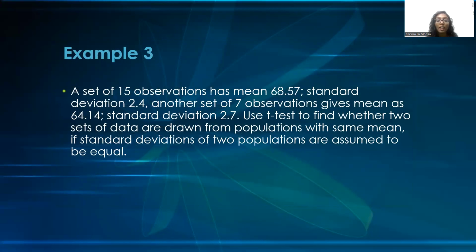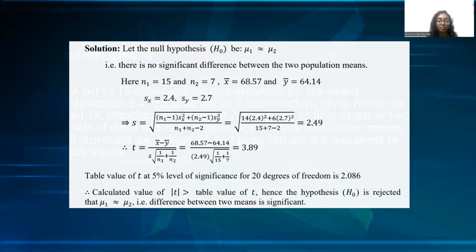Here the question is, a set of 15 observations has mean 68.57, standard deviation 2.4, another set of 7 observations gives mean as 64.14, standard deviation 2.7. Use t-test to find whether two sets of data are drawn from populations with same mean if standard deviations of two populations are assumed to be equal. Here, the solution is, let the null hypothesis H0 be mu1, which is similar to mu2. That is, there is no significant difference between the two population means.